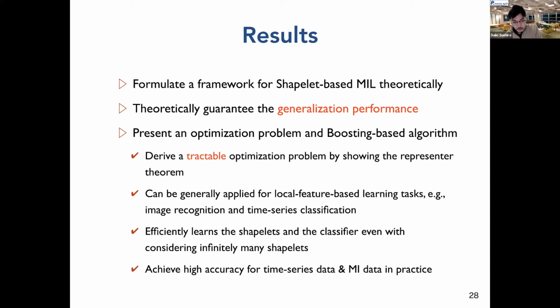And it is important to note that our method is generally applied for local feature-based learning tasks. For example, image recognition and time series classification, or other standard multiple instance learning tasks. And our algorithm efficiently learns the shapelets and the classifier, even with considering infinitely many shapelets. And practically, the method achieves high accuracy for time series data and multiple instance data.